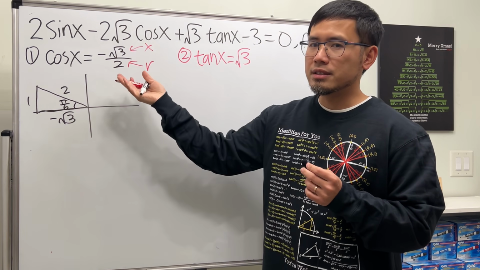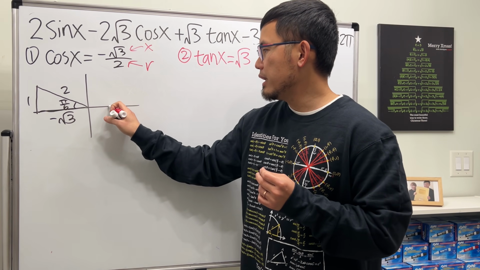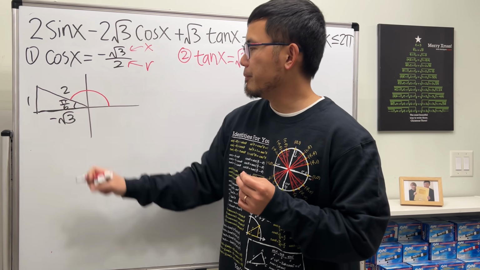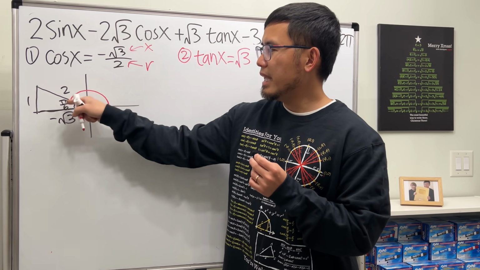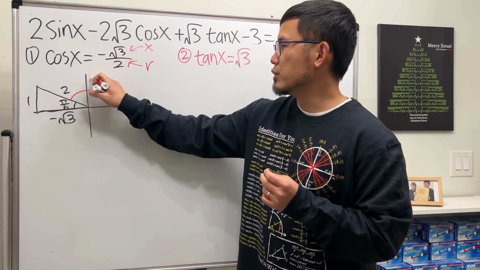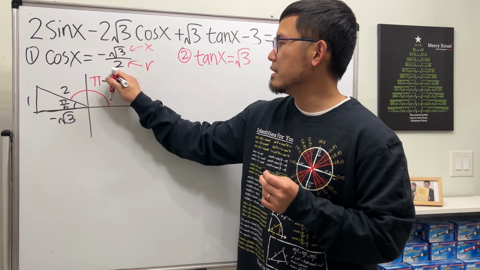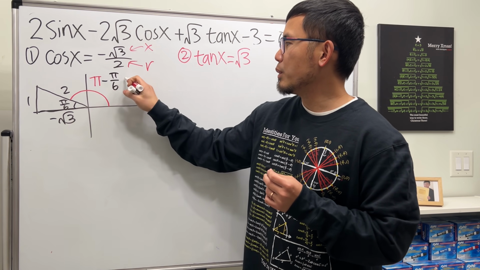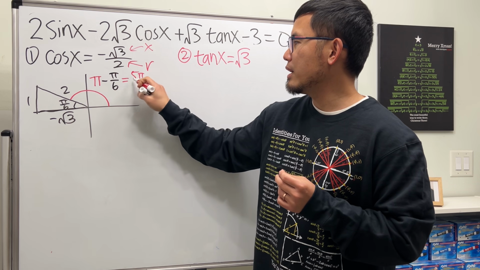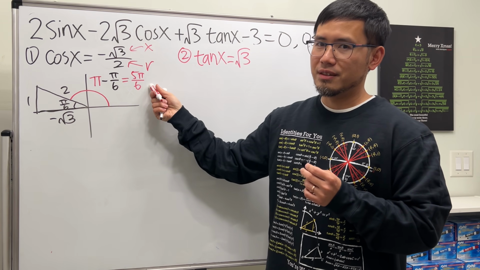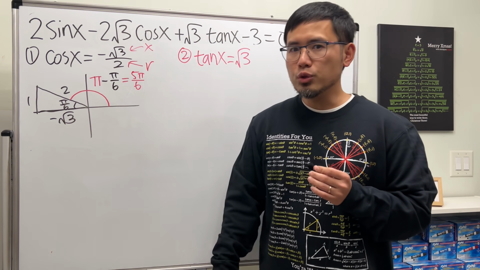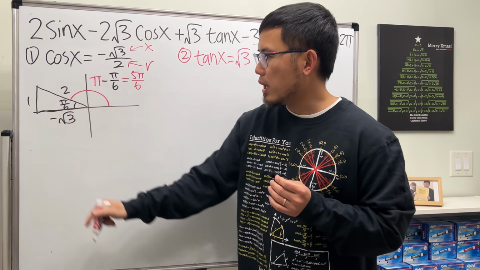And when we are answering this question, remember we have to measure the angle from here to here. The whole thing is pi, and that is pi over 6. So we just have to do pi minus pi over 6, and that will give us 5 pi over 6 for the first answer. But we can also draw the triangle in the third quadrant.